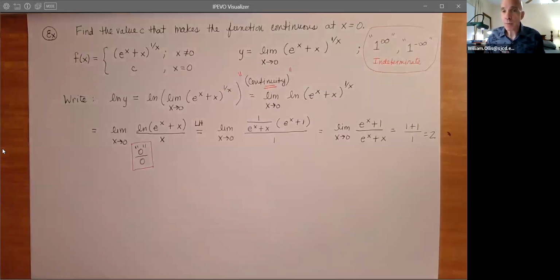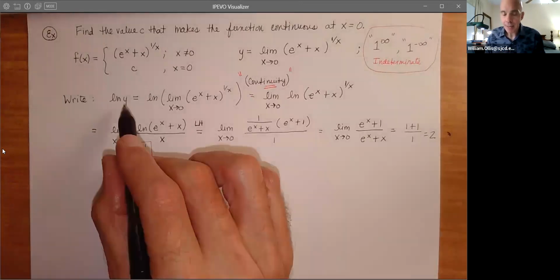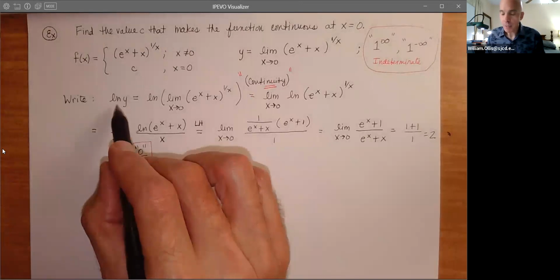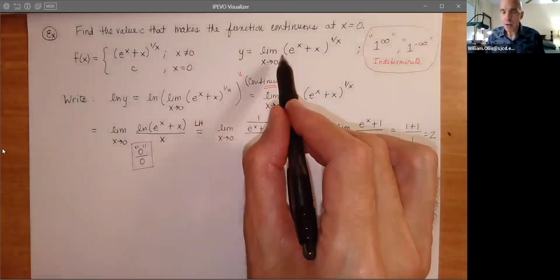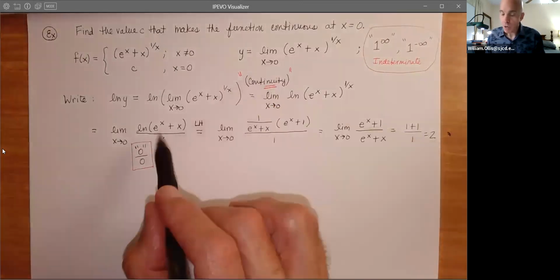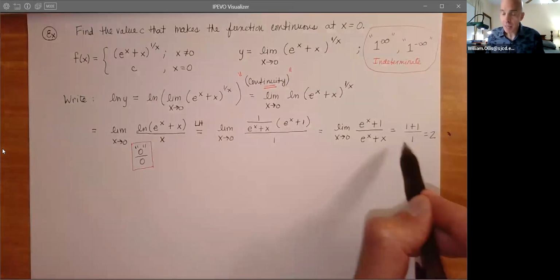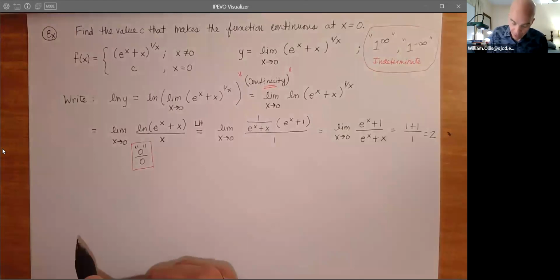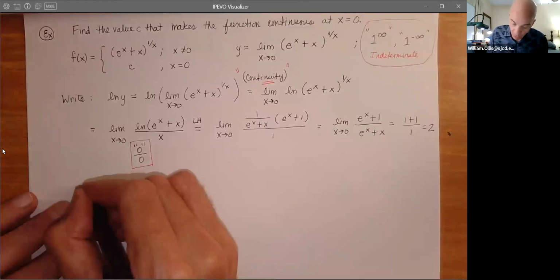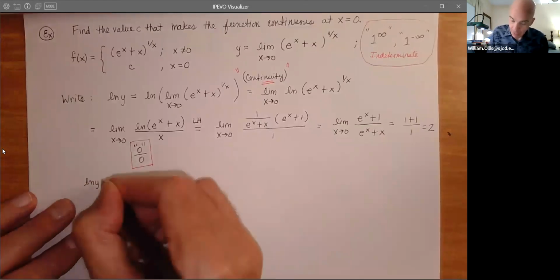So the idea here is that by investigating the natural log of the so-called limit that we need to know, L'Hopital's rule has given us a way to analyze it. But now, of course, we have that the log of y equals 2.